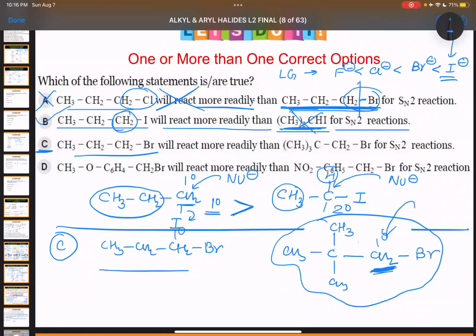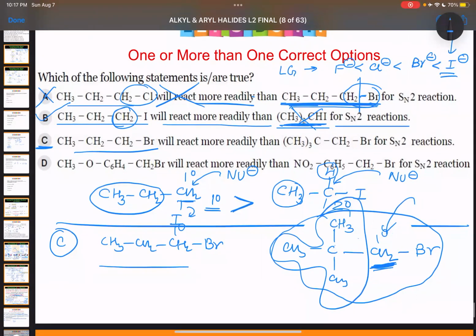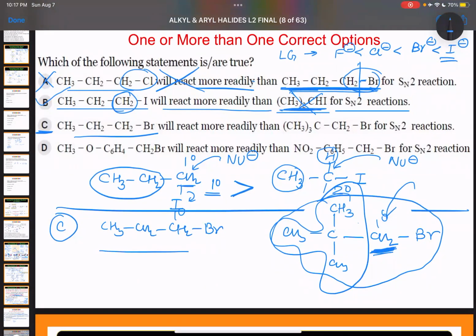this is primary, but it is still very bulky, and the branching is not far away from the site where the actual reaction is happening. Though the branching is not directly at the position where the reaction is happening, it is not far either. It is just on the adjacent carbon. If you look at its picture, there are 2 hydrogens that will make us comfortable, thinking the reaction can happen very quickly. But look at the other carbon. That other carbon is too bulky, too crowded. This is how it will look.